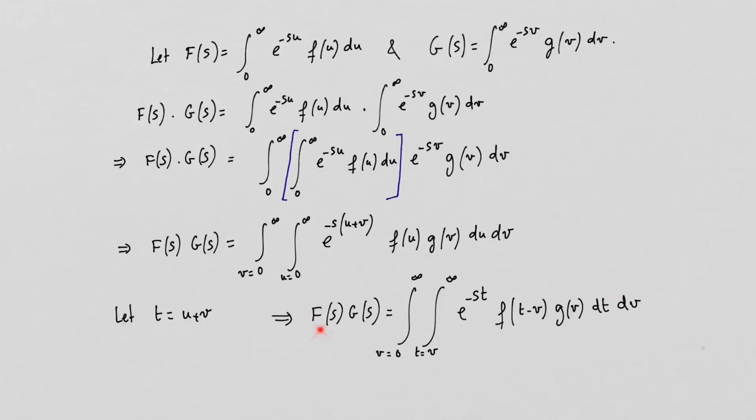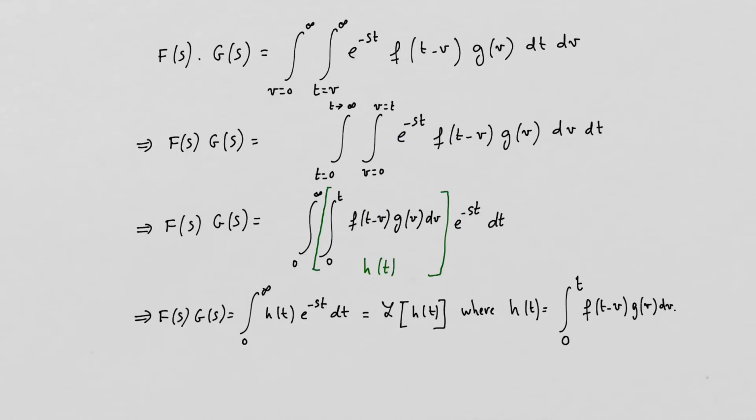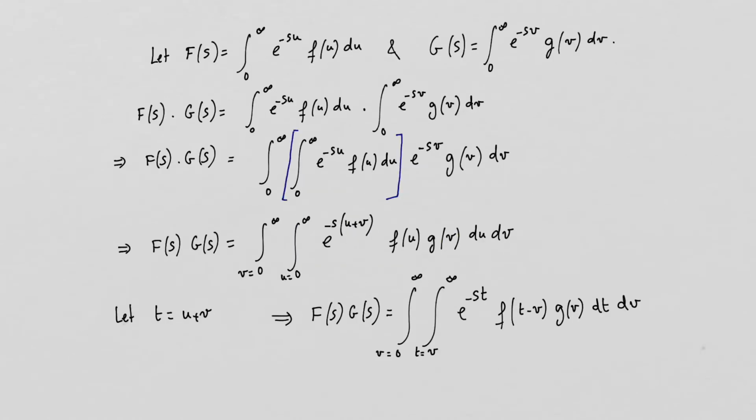Yes, so I am here. I thought I made a mistake here, so this is u. Oh, no, I didn't. So for dv, the limits of integration didn't change: v goes from 0 to infinity. However, u went from 0 to infinity. When u was 0, t will be v. So I change the limits of integration here, now corresponding to t. So t has to go from v to infinity.